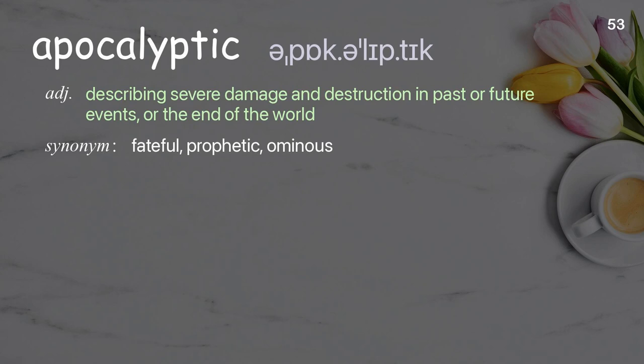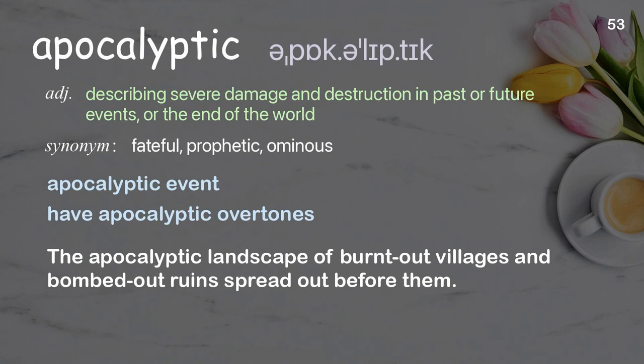Apocalyptic. Describing severe damage and destruction in past or future events, or the end of the world. Examples: apocalyptic event, have apocalyptic overtones. The apocalyptic landscape of burnt-out villages and bombed-out ruins spread out before them.